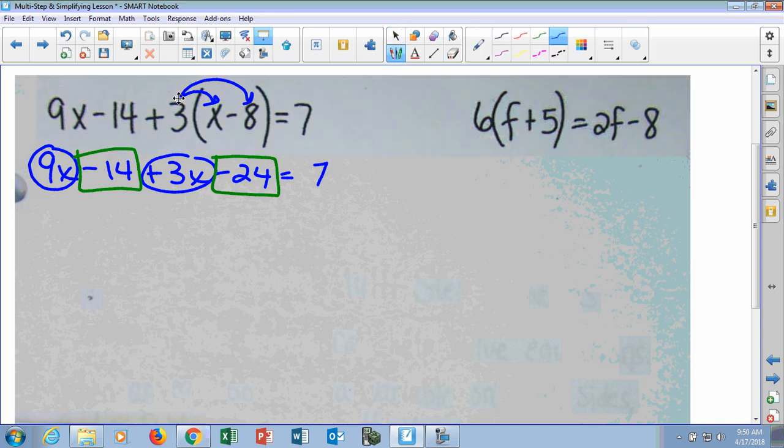So I can combine like terms, right? What is 9x plus 3x? 12x. And what's negative 14 minus 24? I'll give you a hint. Negative 38.